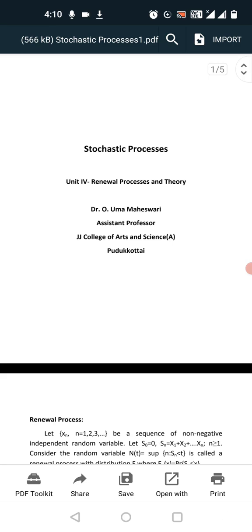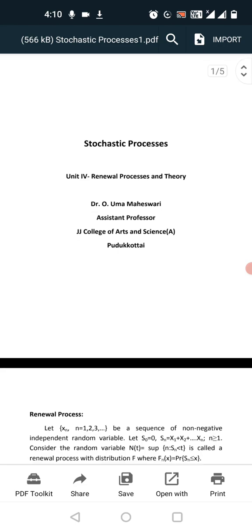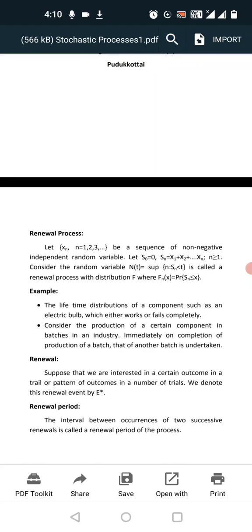Now we have discussed the stochastic process for first year MSc Mathematics in Unit 4, renewal process and theory. Okay, what is a renewal process?